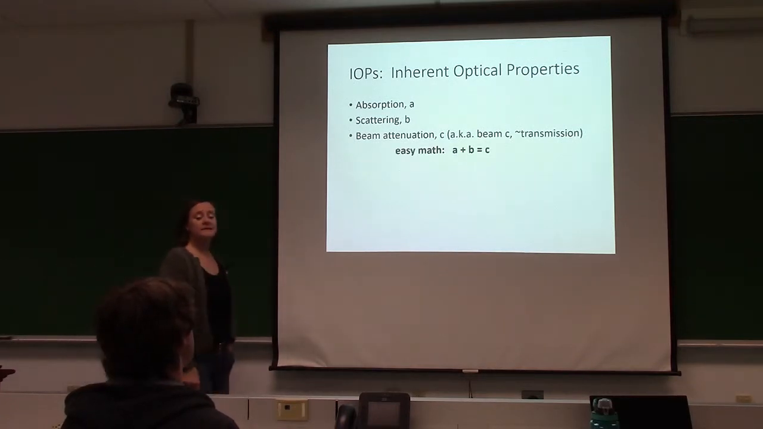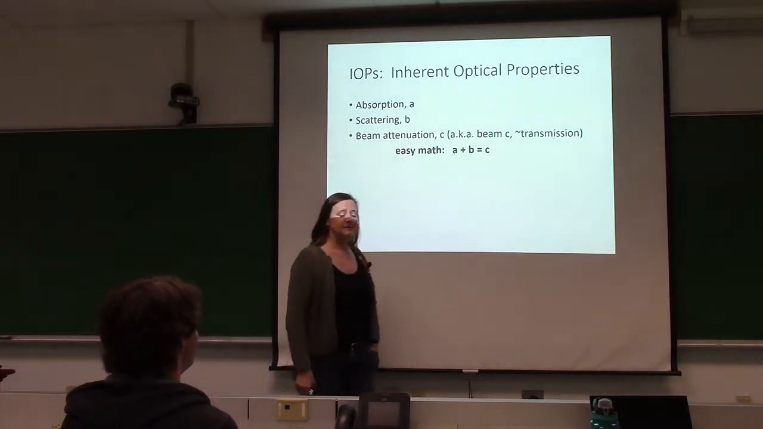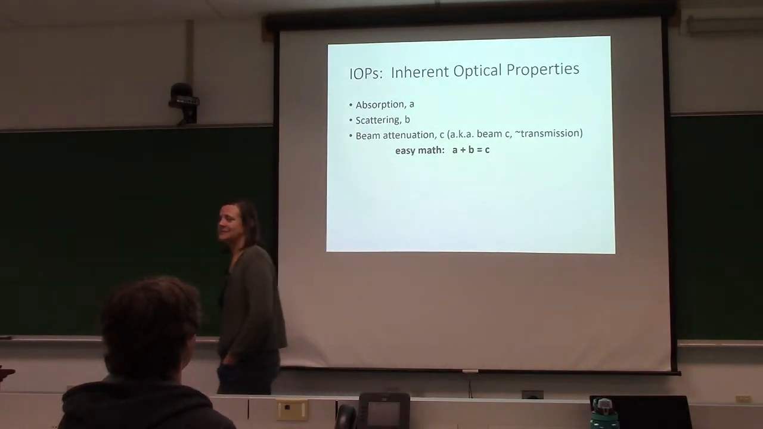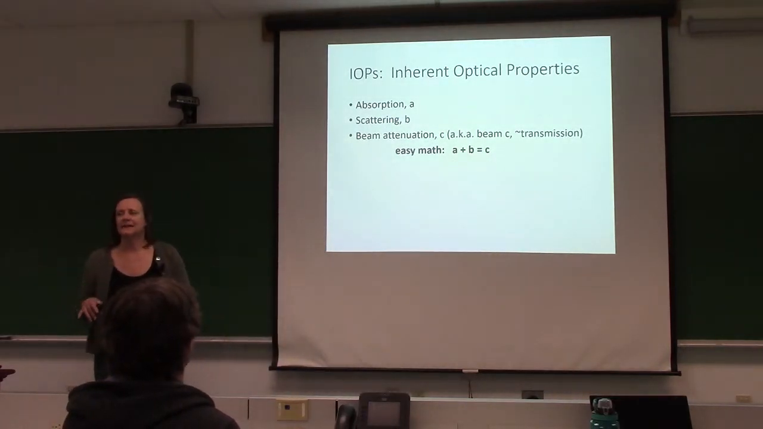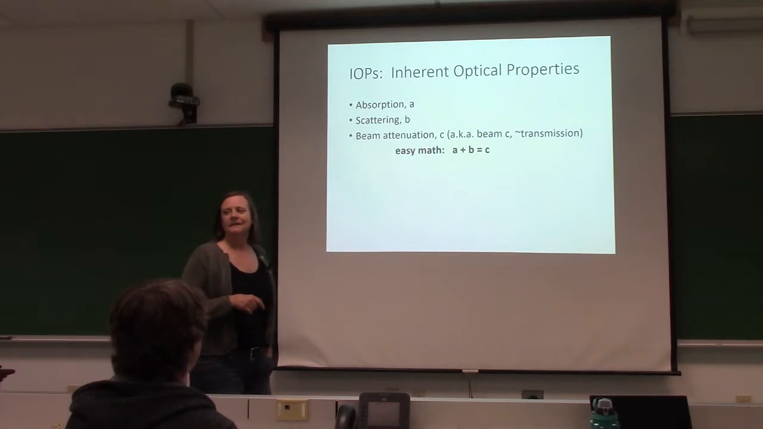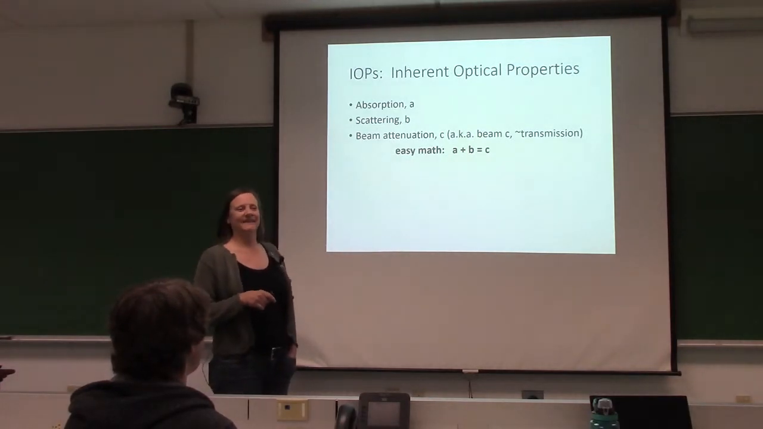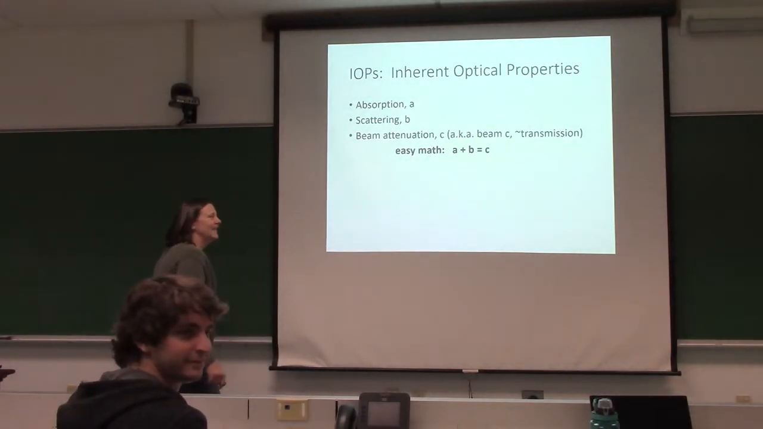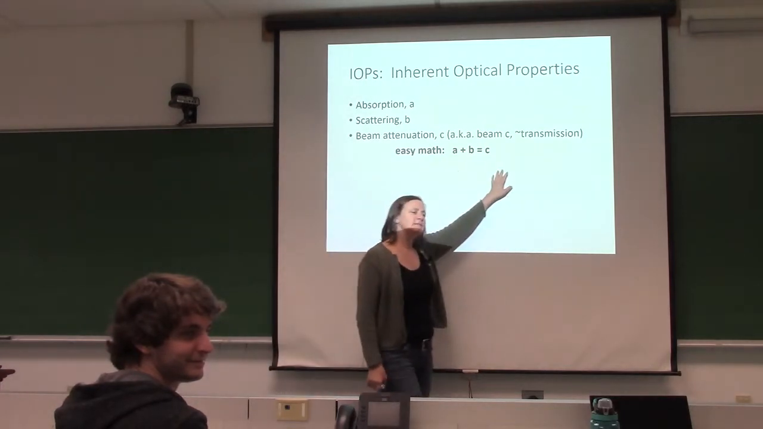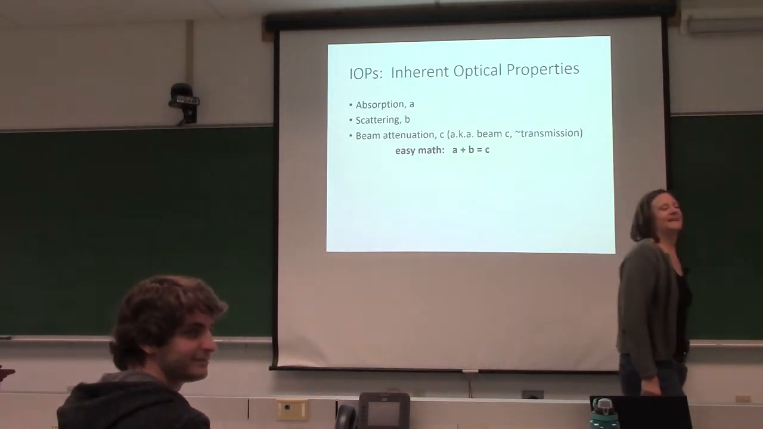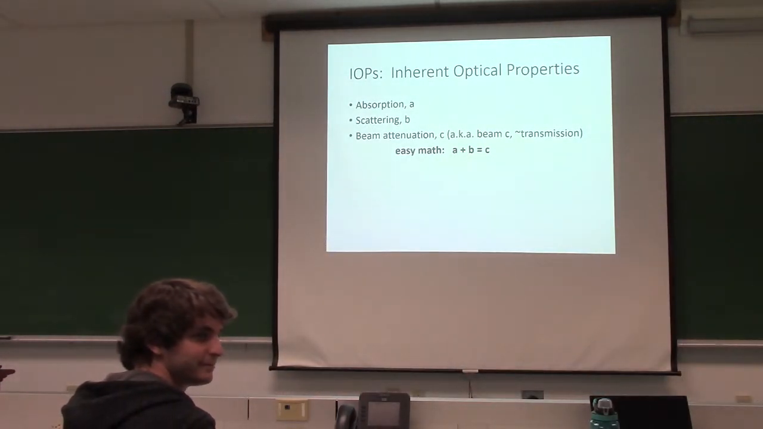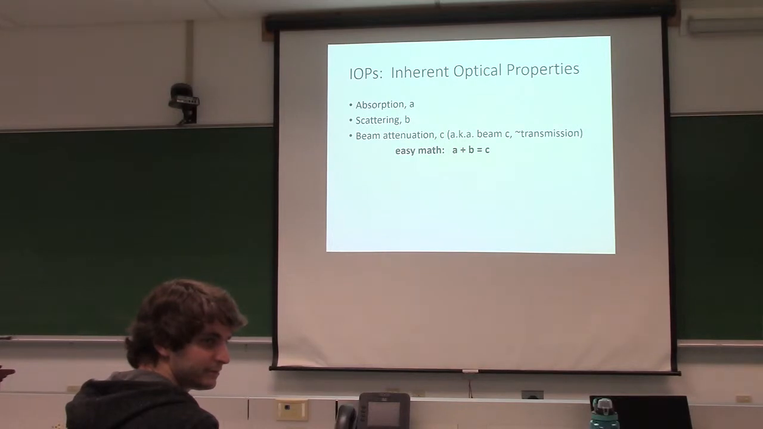They have really easy math. A plus B equals C. I have no idea. I'm sure somebody in the back knows the history of why it's A, B, and C. Ken's like, nope, no idea. Is it because it's just so easy? It used to be alpha for absorption, S for scattering, and C for beam attenuation. Or they used to like extinction.